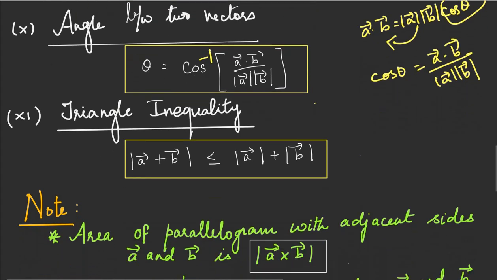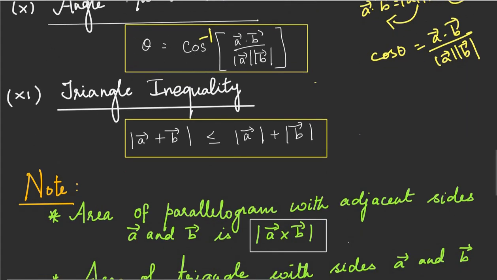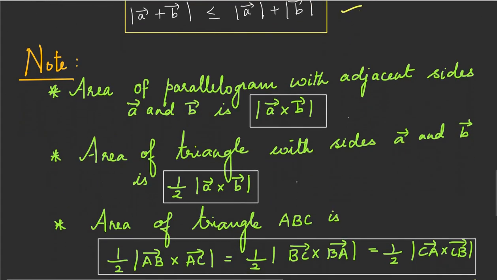Triangle inequality: mod of A plus B is less than or equal to mod A vector plus mod B vector. Note some important results here. Area of the parallelogram with adjacent sides as A vector and B vector is given by mod of A vector cross B vector. If A vector and B vector are the adjacent sides of the parallelogram, then area is given by mod of A cross B.